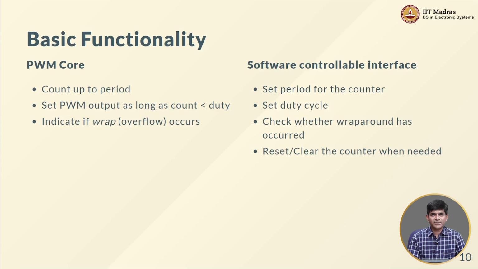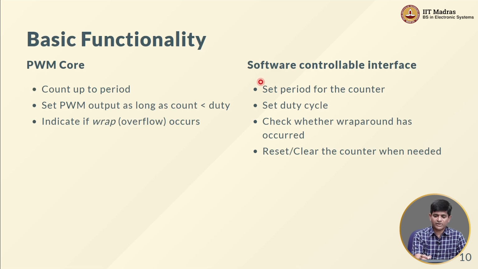So let us look quickly at the basic functionality that we want from this core as well as the AXI interface, right. The core we have already seen exactly what the logic looks like, and what it does is it basically counts up to a certain period that is specified as an input to the module. It sets the PWM output to be high as long as count is less than the duty value, and it also indicates for one clock cycle if an overflow has occurred. So the functionality of the PWM core, as you can see, is very simple and straightforward.